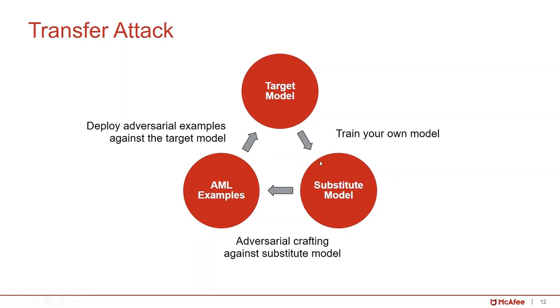Basically, the attacker can train their own model and generate the adversary example, crafted based on this substitute model, and then use this adversary example to test on their substitute model. If it successfully evades, then they can try to deploy it to the target systems.